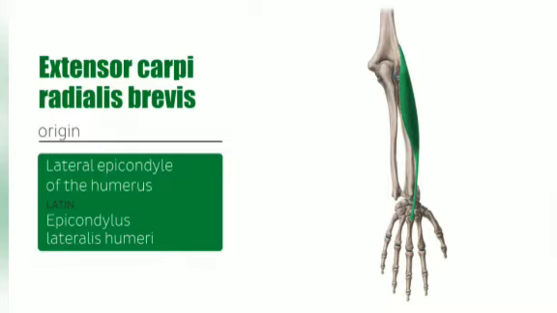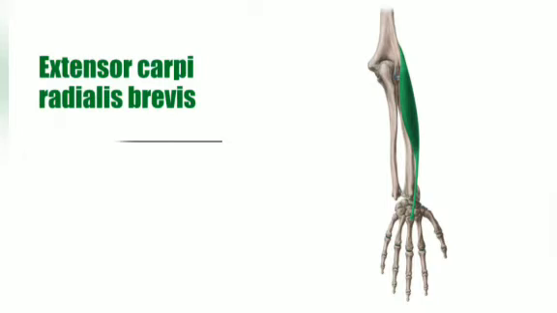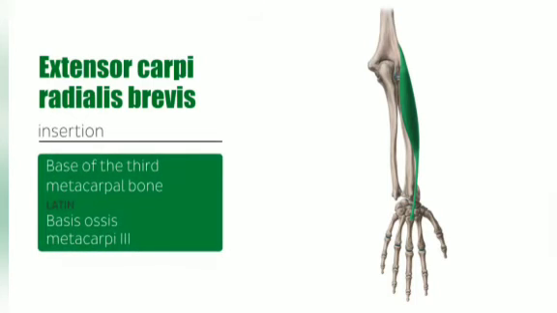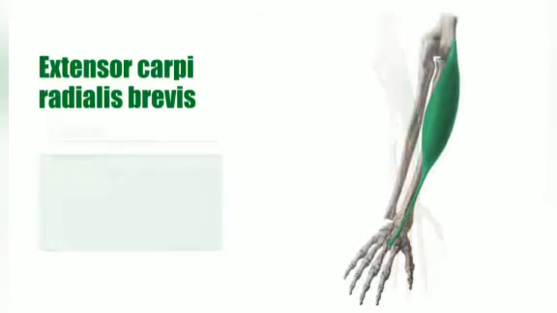Now that this clarification is made, we're going to move on to the insertion point of the extensor carpi radialis brevis. This muscle will be attaching to the posterior side of the base of the third metacarpal bone, as you can see here. So this is the base of the third metacarpal bone, the bone that is in direct connection to the middle finger. Now also a word on the different functions or actions associated to the extensor carpi radialis brevis.